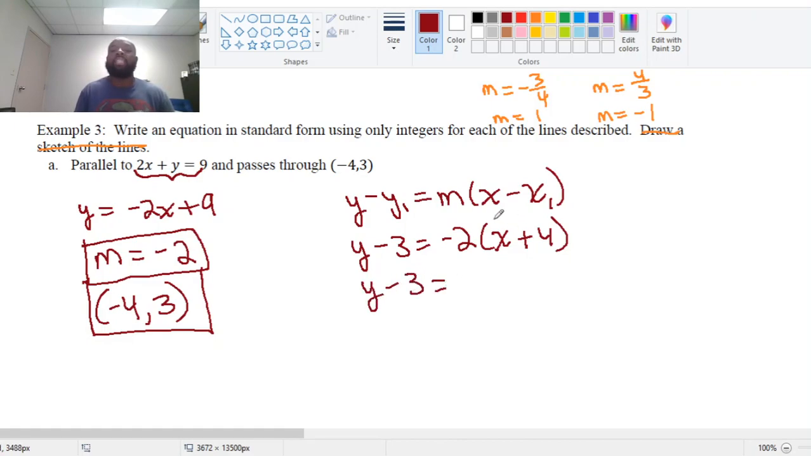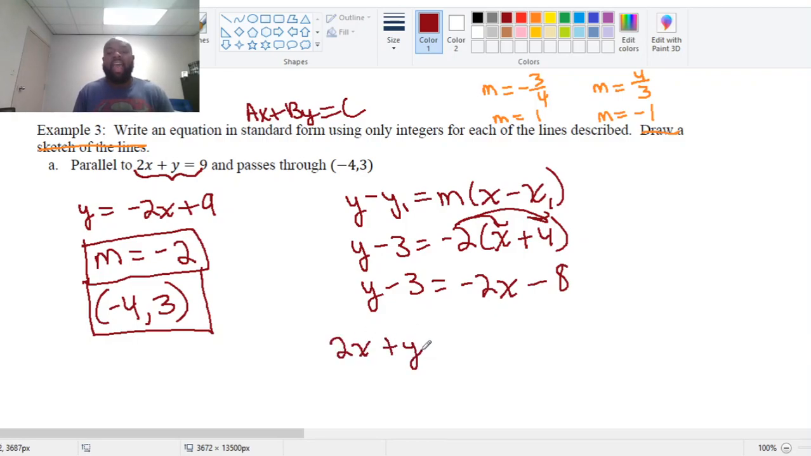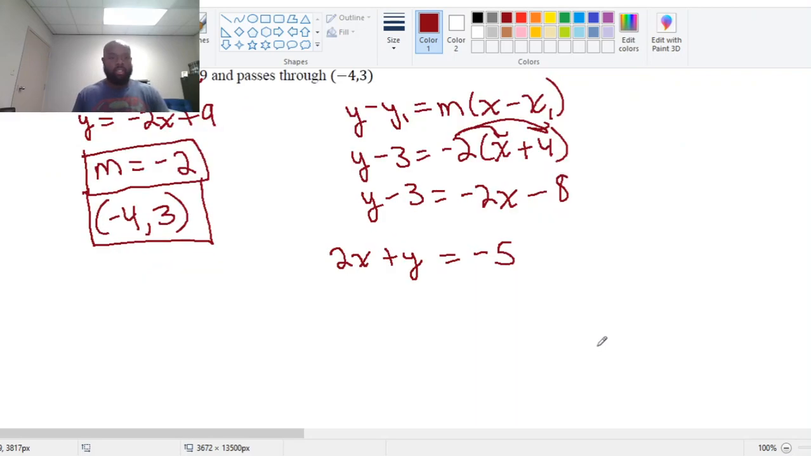I want to write the equation in standard form. Standard form, remember, is ax plus by equals c. So I'm going to distribute everything and then get my x and y on one side and my constant terms on the other. So I get -2x minus 8. I'm going to add 2x to both sides and add 3 to both sides. And I get this as my standard form, right? 2x plus y equals -5.